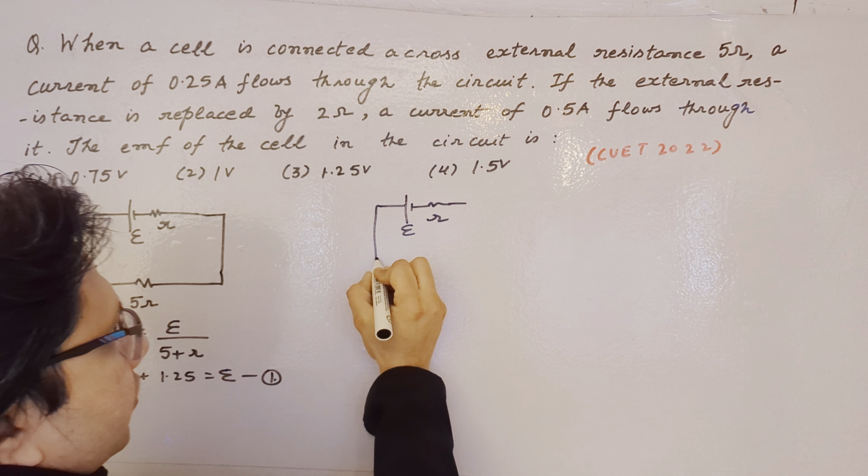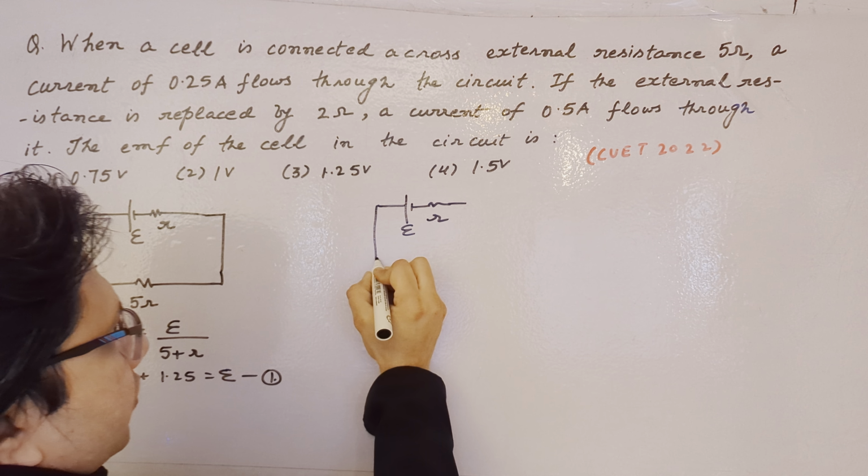Now, according to the basic circuit rule, the current 0.5 ampere is equal to the net EMF, which is E, upon the net resistance, because the internal resistance and this 2 ohm resistance are in series. So this becomes r plus 2. Now cross multiplying, we get 0.5 r plus 1 is equal to E. Now call it equation number 2.